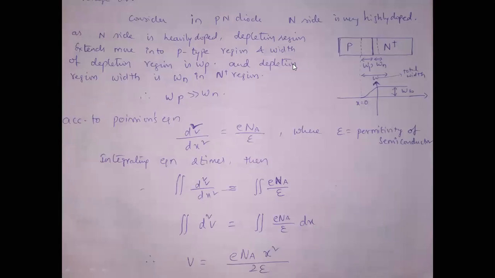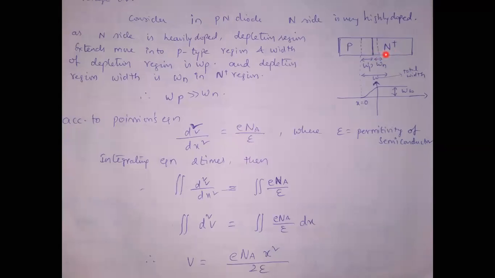Let us suppose this is a PN junction. One side is doped with P type and the second side is doped with N type. Oh, one topic I forgot: unequal doping. I will tell you tomorrow.